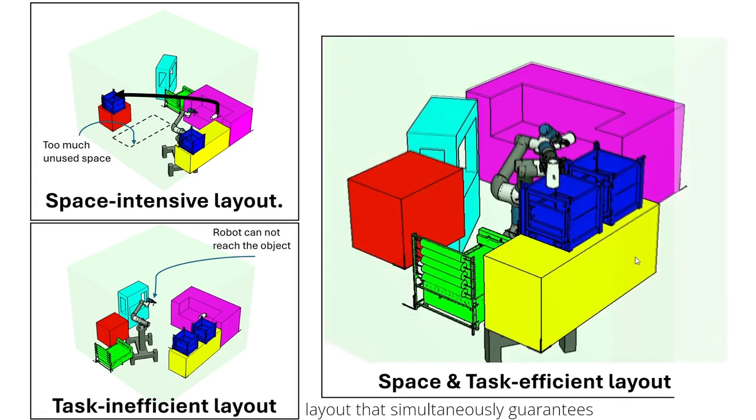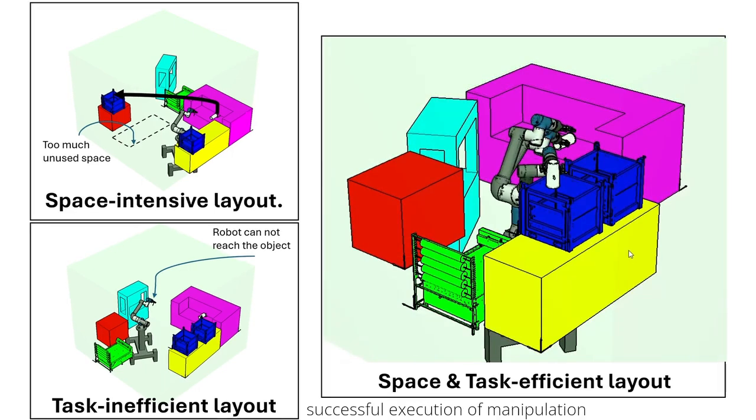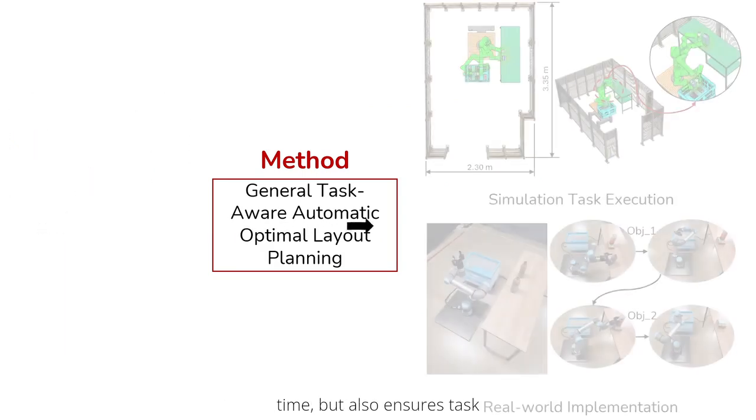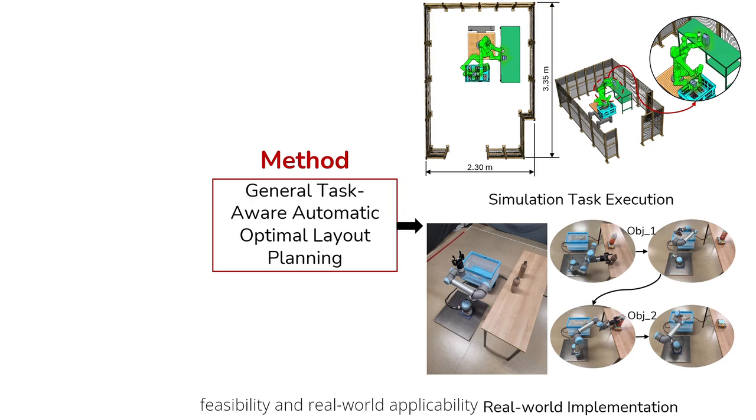Achieving a compact layout that simultaneously guarantees successful execution of manipulation tasks, without requiring any post-adjustments, is a really challenging endeavor. Our objective is to develop an automated 3D layout planning system that not only minimizes occupied space and operation time, but also ensures task feasibility and real-world applicability for diverse types of work cells.